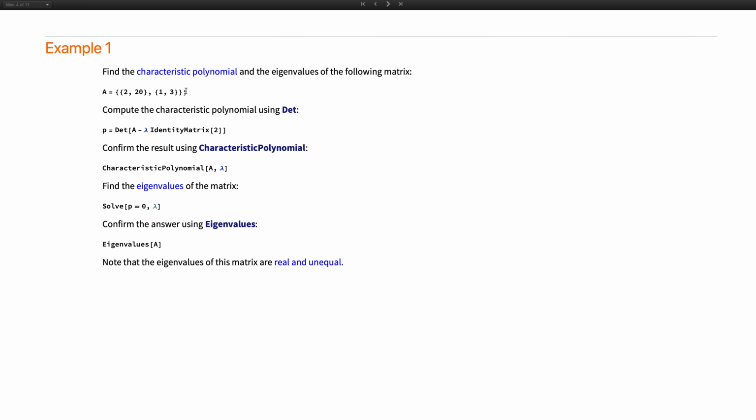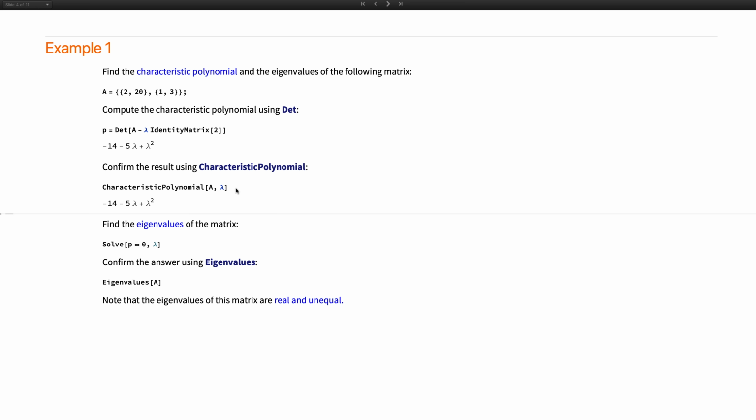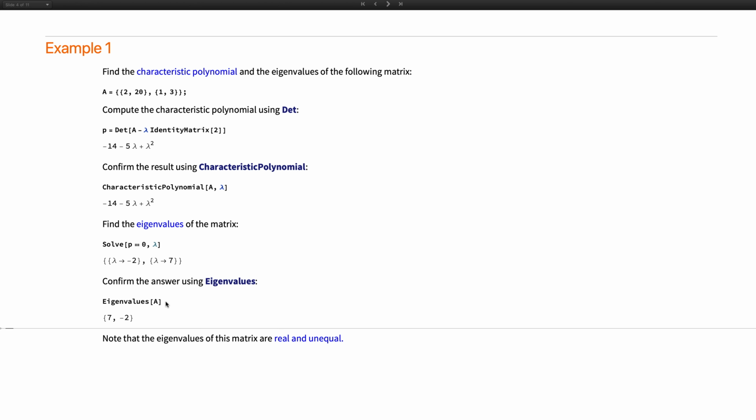As an example, here is a 2 by 2 matrix A. We try and work out its characteristic polynomial directly using Det. So you do the determinant of A minus lambda I, where I is the identity matrix of order 2. And you can obtain the same answer using CharacteristicPolynomial. You can solve over here, get the roots, and confirm the answer with Eigenvalues. You get back just the same answers. You get 7 and -2 over here. Now notice in this case, the roots are real numbers and they are unequal.